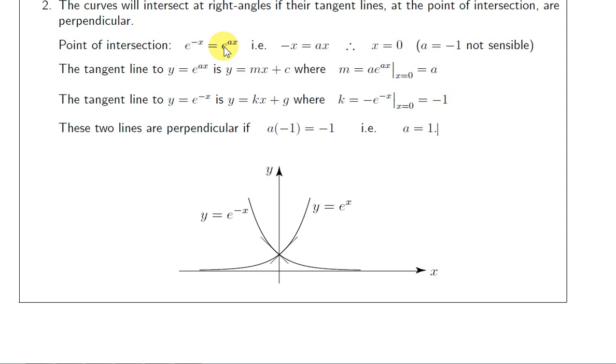So the equation of the other curve is y equals e to the power of 1x. You can see that this is an increasing function of x, and they intersect at a point with x value 0. The y value would actually be e to the 0, which is 1. So this point has coordinates 0, 1.